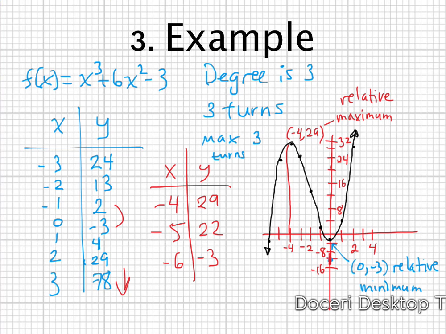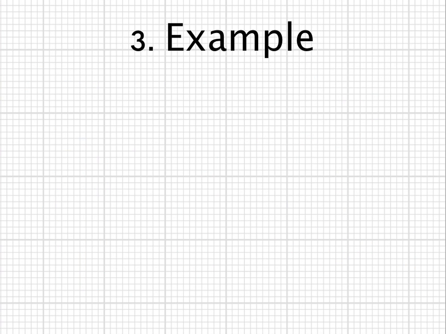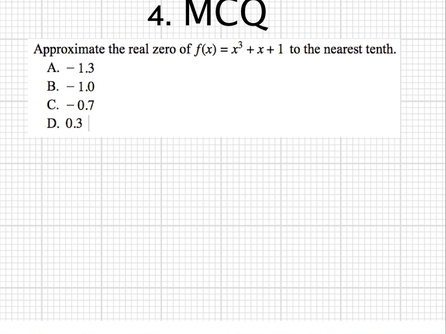Okay, so here's your multiple choice question. Approximate the real zero of f of x equal to x cubed plus x plus 1 to the nearest tenth. The easiest way to do this, the hint that I would give you is graph it. Graph it to help you find the real zero.